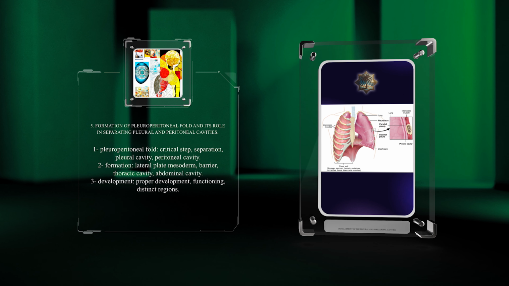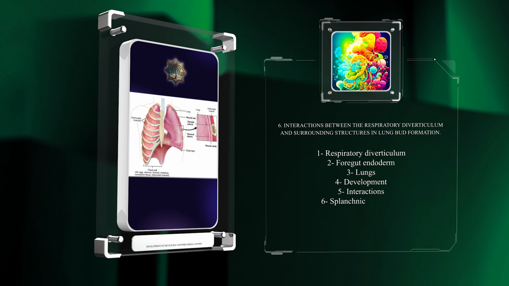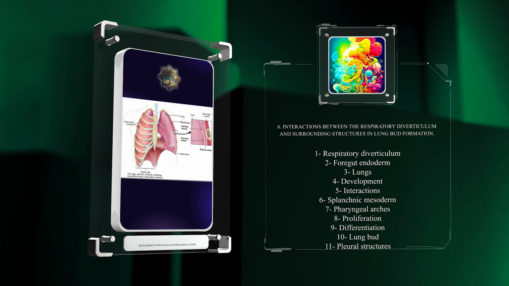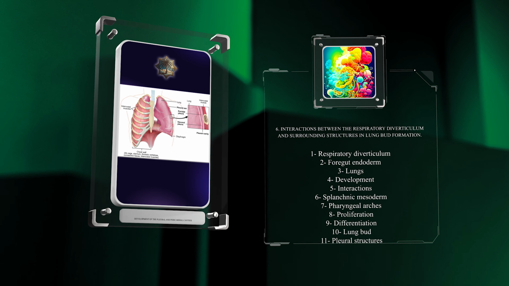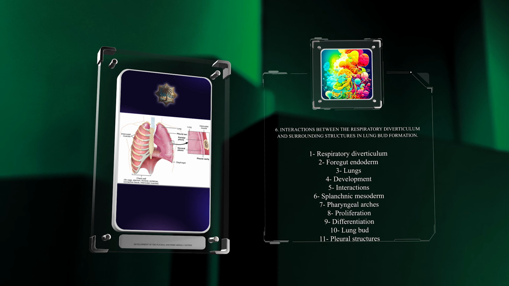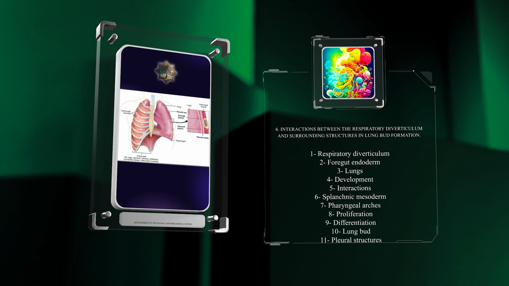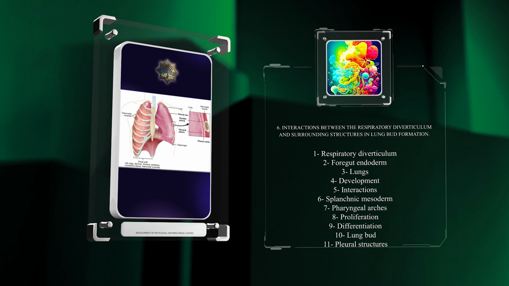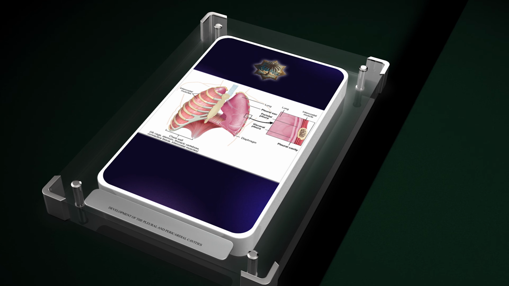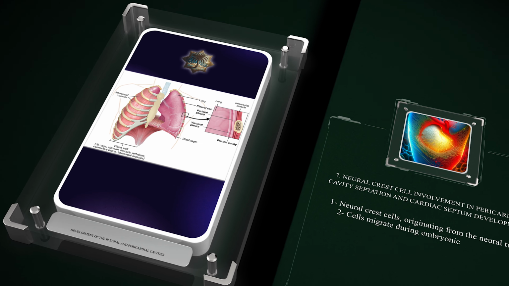of these distinct regions. The respiratory diverticulum, an outgrowth of the foregut endoderm, gives rise to the lungs. During development, it interacts with various surrounding structures, such as the foregut endoderm, splanchnic mesoderm, and pharyngeal arches. These interactions are essential for the proliferation and differentiation of the lung bud, ultimately leading to the formation of the pleural structures.